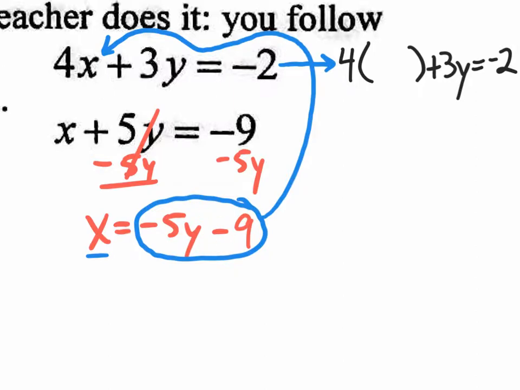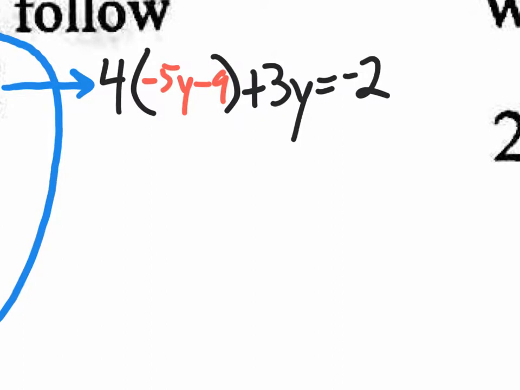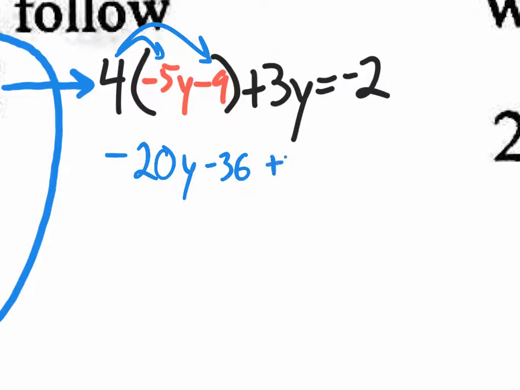Now, in the parentheses, I'm going to be plugging in this value, this algebraic expression, variable expression, negative 5y minus 9. And now, I have a single variable equation, right? I have an equation that only has y values, no more x values. So let's start distributing. 4 times negative 5, that's negative 20 with a y. 4 times negative 9, that's negative 36. Bring down the plus 3y, bring down the equals, bring down the negative 2.